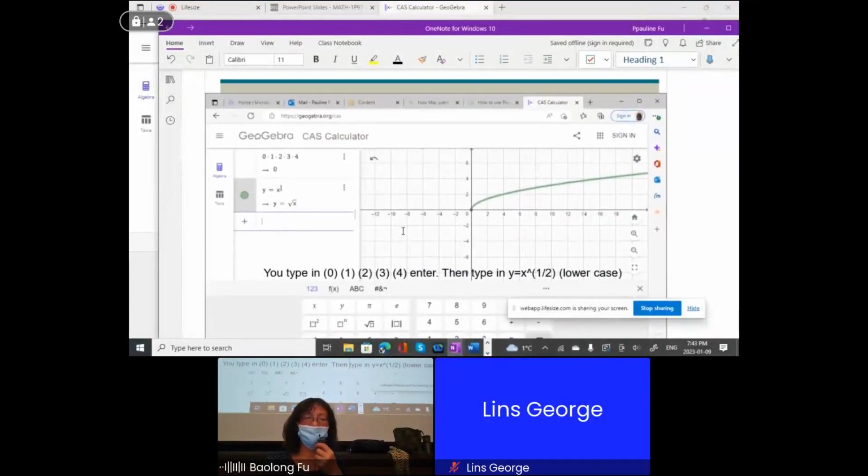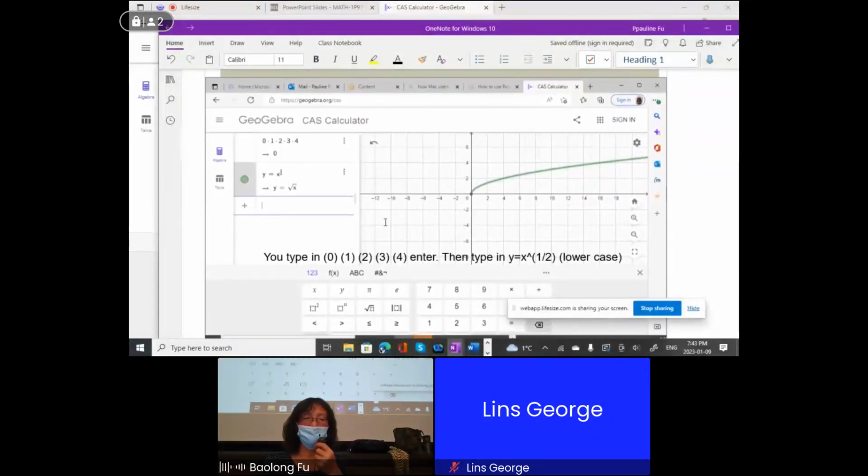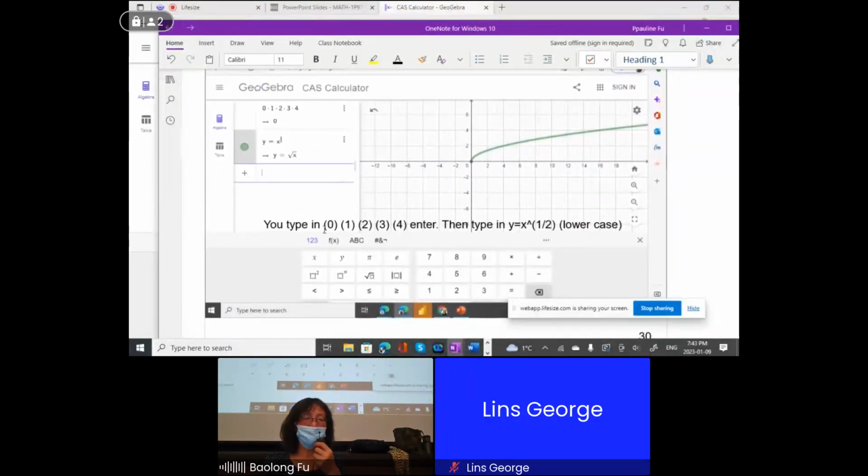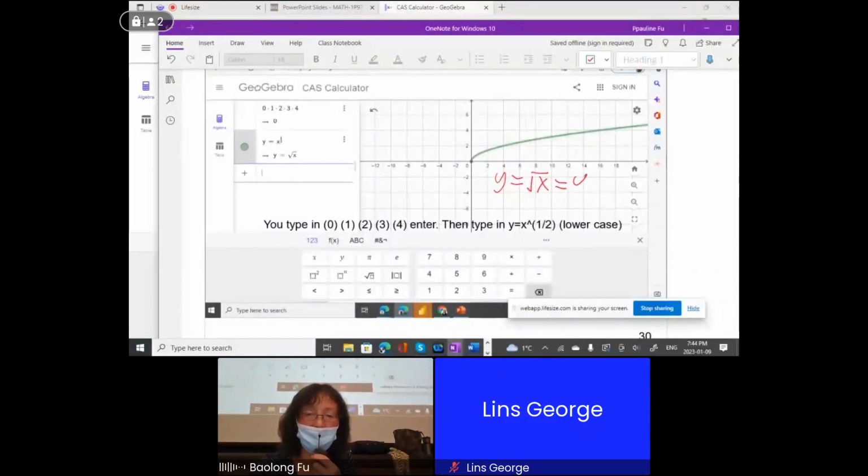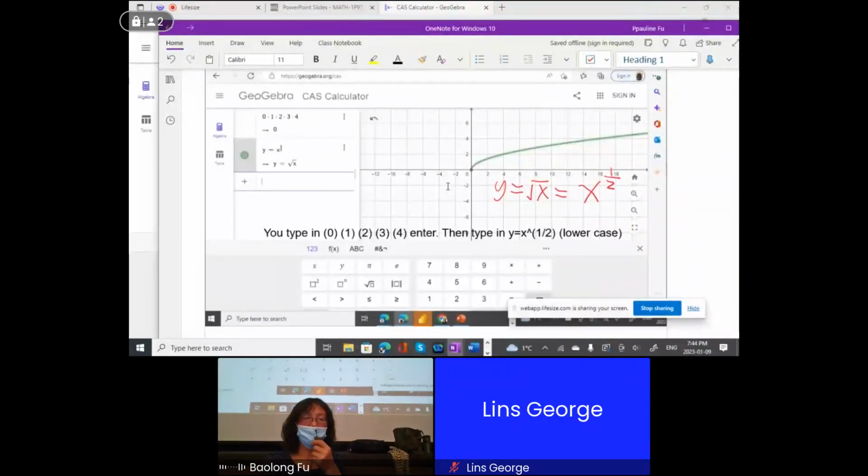And now, how do I use GeoGebra to produce this graph? In GeoGebra, I give you the hint here. You type in bracket 0, space, bracket 1, space, bracket 2, etc. Enter. And then you type in y equal to x raised to power 1 over 2, because y equal to square root of x is the same as x raised to power 1 over 2. Okay, so now I will demonstrate using GeoGebra.